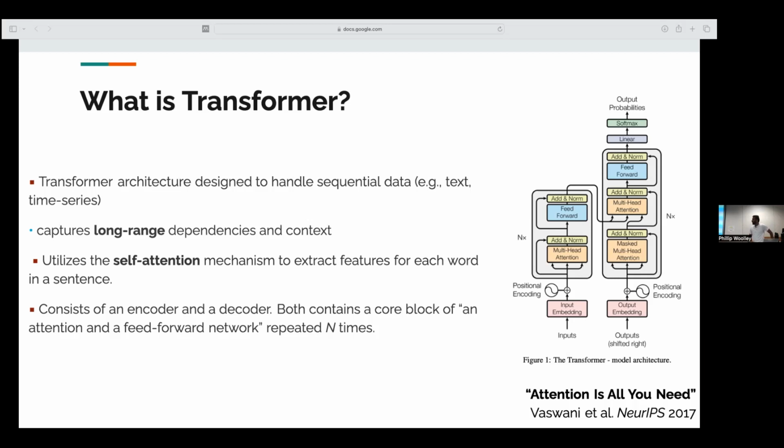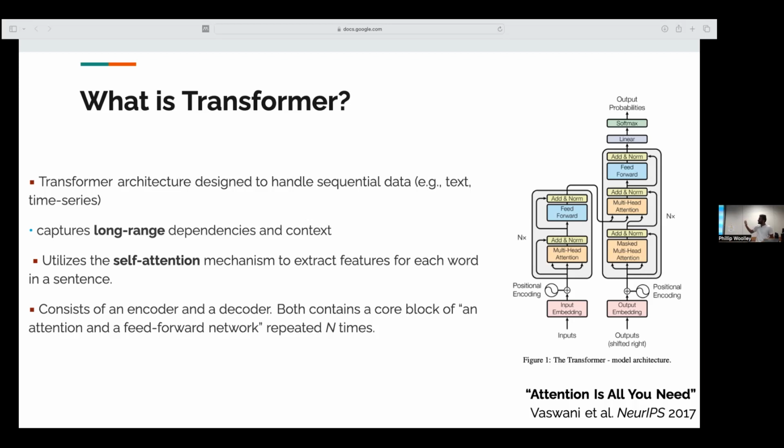And how does it do it? How does it learn these long range dependencies between the words? It is through a mechanism called self-attention. This self-attention mechanism helps the model extract features for each word in the sentence in context to other words in the sentence. This model consists of two different blocks. The one that you see here on the left is the encoder block, and the one on the right is the decoder block.